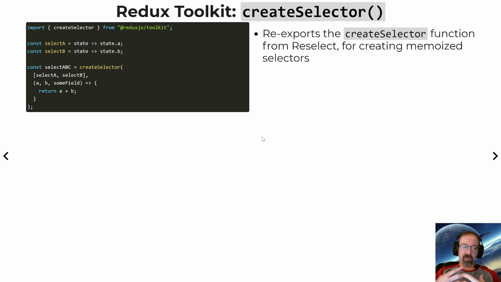We've always suggested using the reselect library for writing memoized selectors. And Redux Toolkit doesn't do anything new or different here, but because reselect is so widely used, we automatically re-export createSelector itself, just so you don't have to manually add that package.